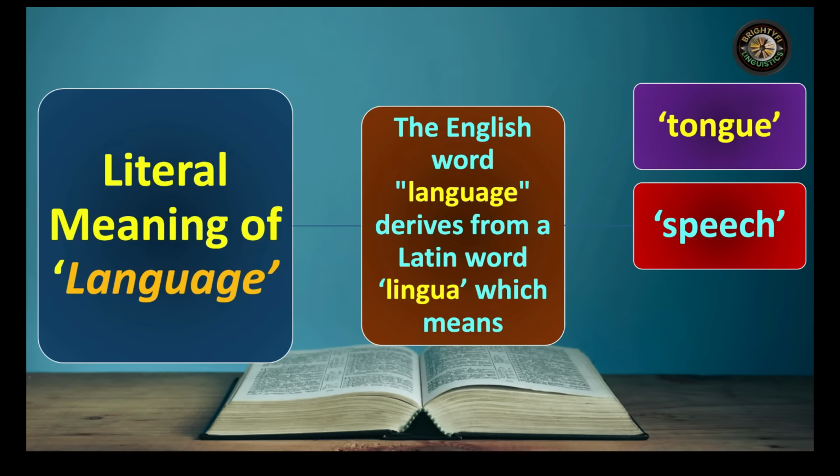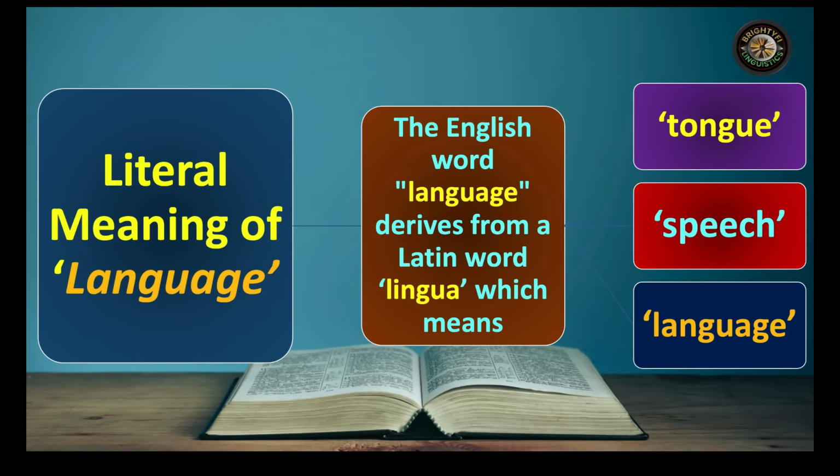So the Latin word lingua is very much similar to the meaning we have in the word speech, and it also refers to language. So the one Latin word lingua has three different shades of meaning, that is to say tongue, speech and language. We continue our discussion about language. That's not all. We have more ideas to share about language.